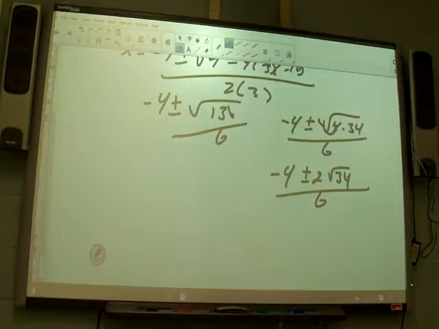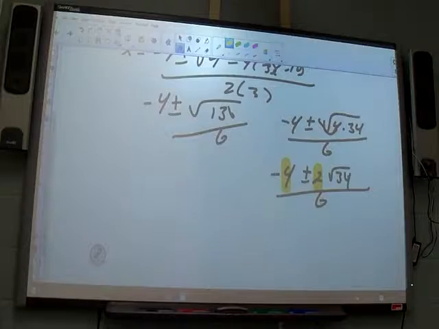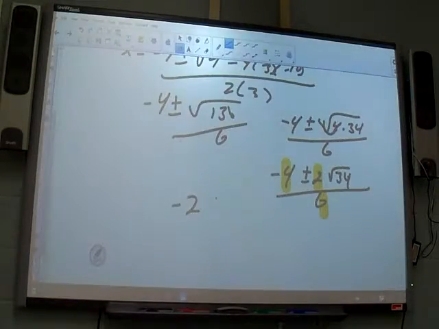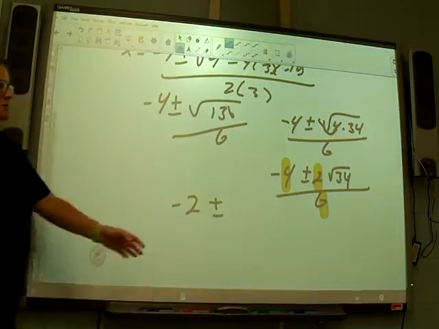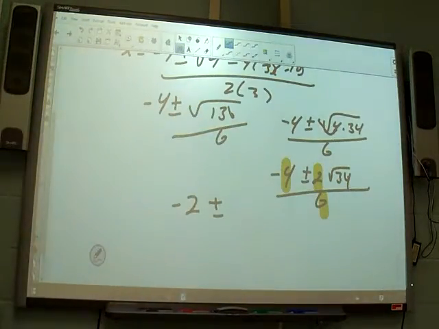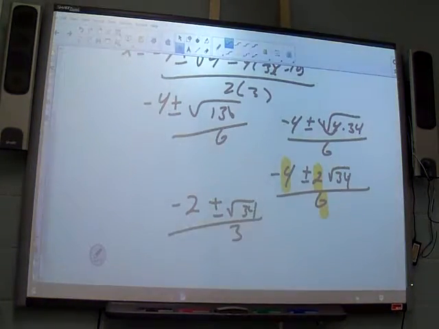All right, I saw several of you there, and that's great. You're just not finished. Now what we see here, all of those numbers can be reduced. So we're going to divide by 2 on all those, right? And what will go evenly into all of those? So that gets me negative 2 plus or minus 1 square root of 34, but that's just the same as square root of 34, so you probably will see it left off, and then all over 3.